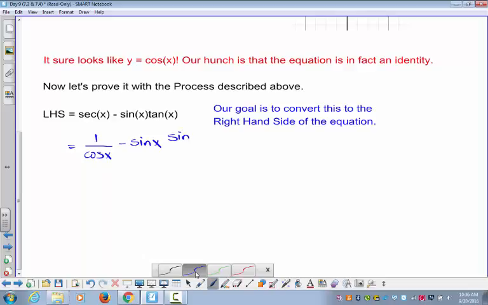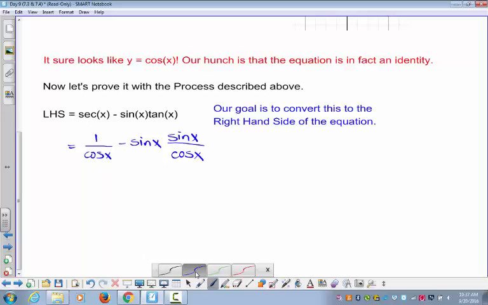That may help us. So we get that. Another general principle: our target has one term, just cosine of x. Our starting side has two terms. So somehow those two terms need to be merged together.